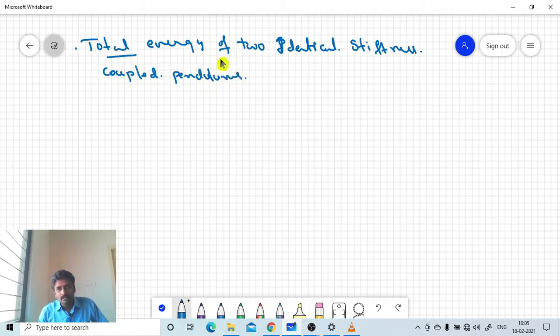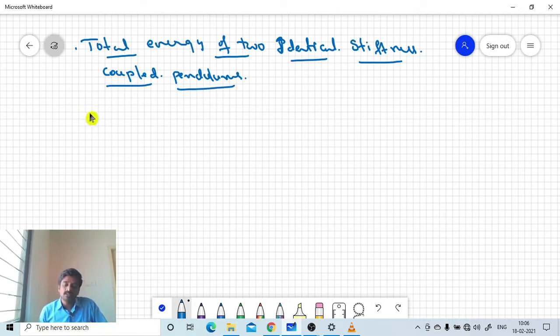So we are taking two pendulums. We have taken stiffness coupled. The two pendulums are connected with one spring, which has a spring constant S. How much total energy will be stored in this system?